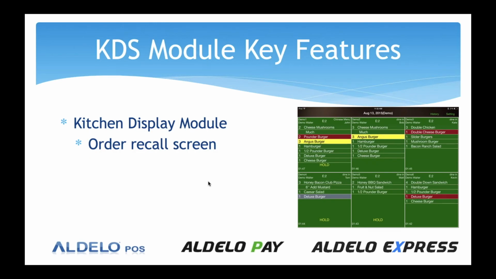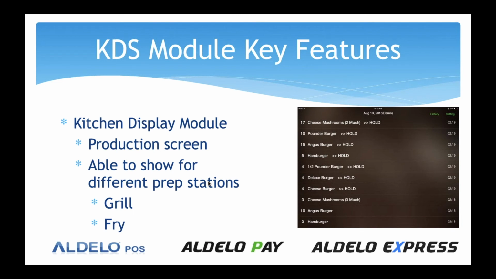This is the order recall screen on a prep station. You are allowed to recall an order that's been bumped. Sometimes the order gets bumped accidentally. Other times they need to go back and look to make sure that they included all the items. You're able to recall the order, and that's what this screen looks like.